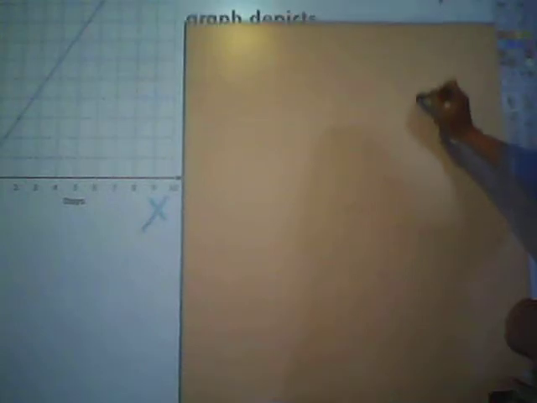Let's look at our graph here. We have the amount of jam jarred. So on our bottom, our x-axis, again, I'm going to write x. On our x-axis, we have the number of days. And on our y-axis, we have the amount of jam made as measured in liters. So, what is our first question? Describe the relationship the graph depicts.